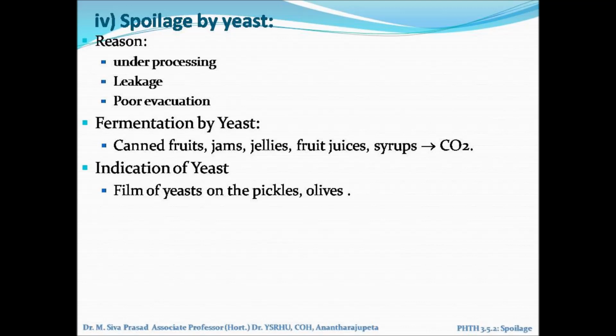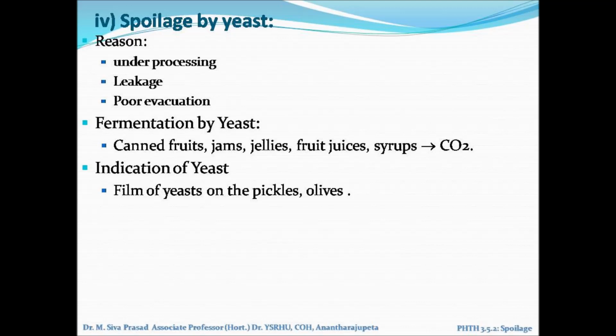But what are the reasons for which this spoilage is caused? The main reason is under processing, if the food is not heated to the requirement, or the entry of microbes through leakages or through poor evacuation. So even the vacuum is not created properly. These are the chances by which there are remnants of oxygen or entrapped air. If entrapped air is not removed, there is a chance of spoilage caused by yeast.